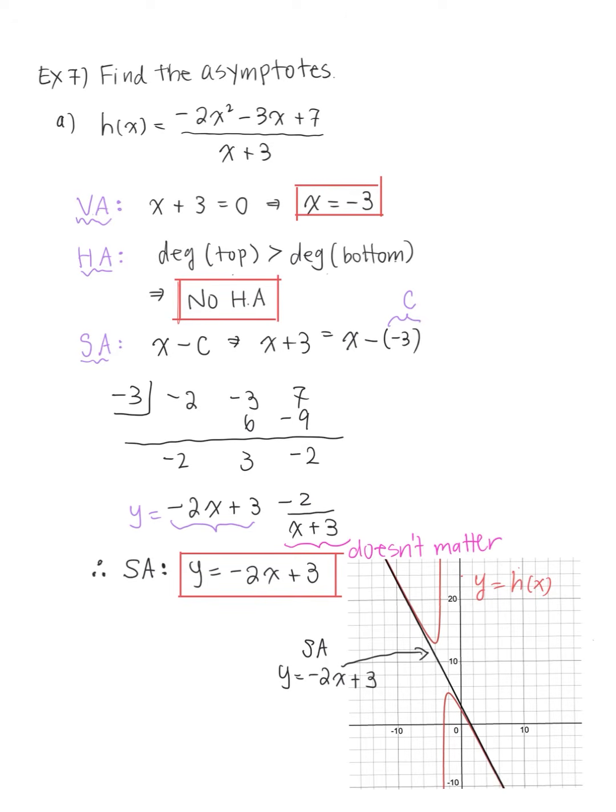So here's the graph of our h of x and the slant asymptote. So the red curve altogether is our function h of x. And then this slant asymptote right here is given by the equation y equals negative 2x plus 3.